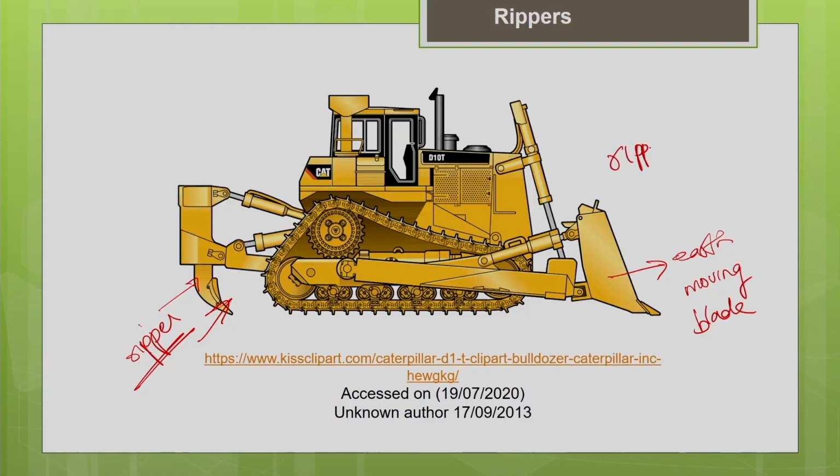You can also use this for ripping rocks. You know that the commonly adopted method for excavating rock is the drilling and blasting method, which is always a costlier method. So if you are able to use a ripper for ripping the rock, you can have a huge saving in the cost. But before that, you have to check the rippability.